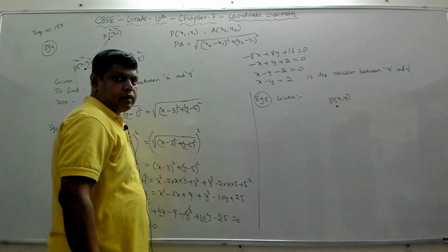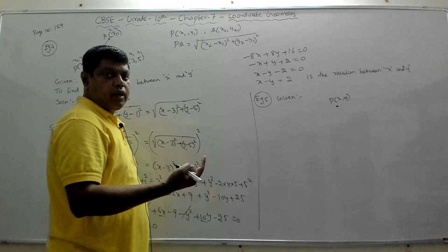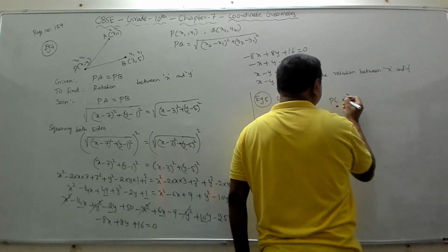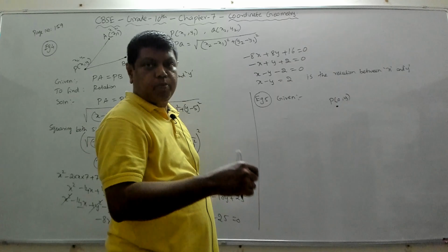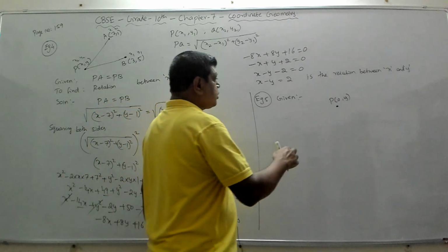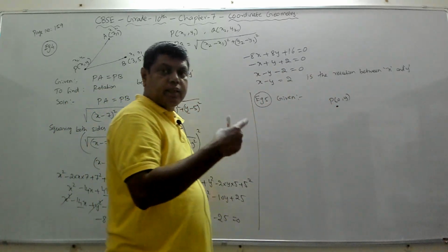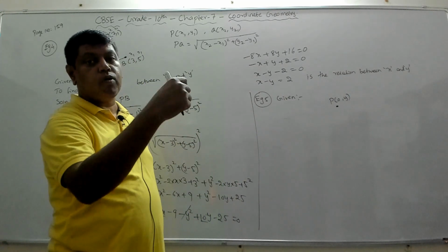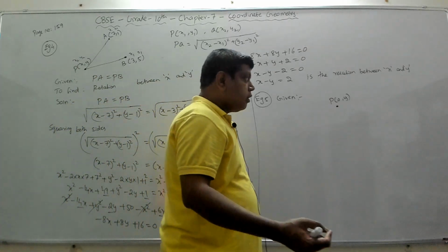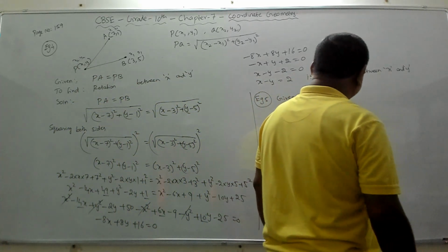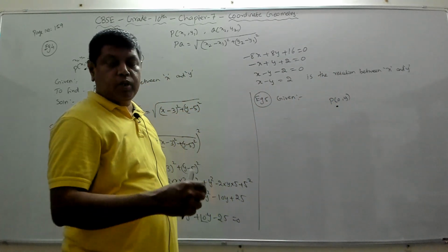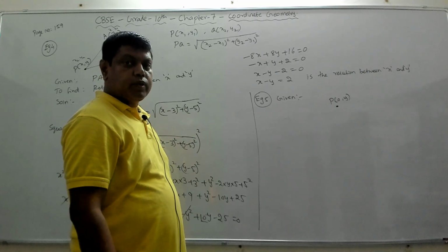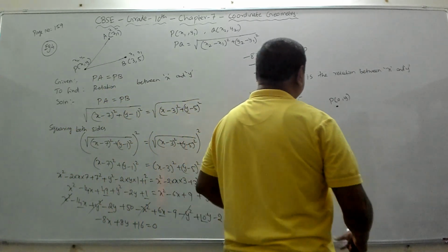on the y-axis, then immediately what we can say is, for any point on the y-axis, its x coordinate is 0. Any point that lies on the y-axis, its x coordinate will be 0. Similarly, any point on the x-axis, its y coordinate is 0. That's why we say x equal to 0 is the equation of the y-axis and y equal to 0 is the equation of the x-axis.